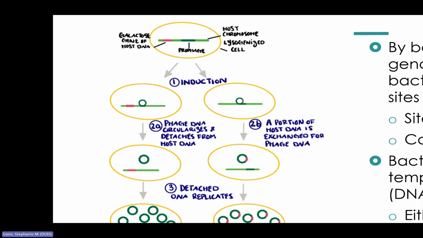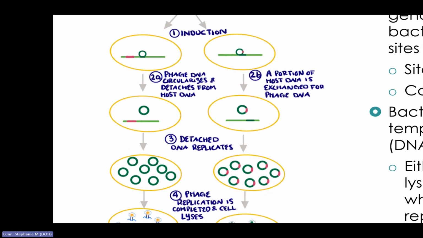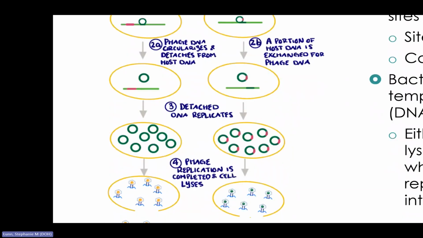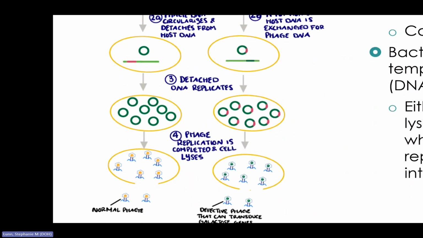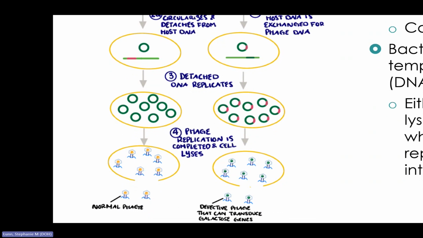So in normal events, if we follow to the left, the phage DNA will circularize and then detach from the host DNA. And the detached DNA can replicate and form progeny phages, which ultimately result in the lysis of the bacterial cell to release the progeny phages.